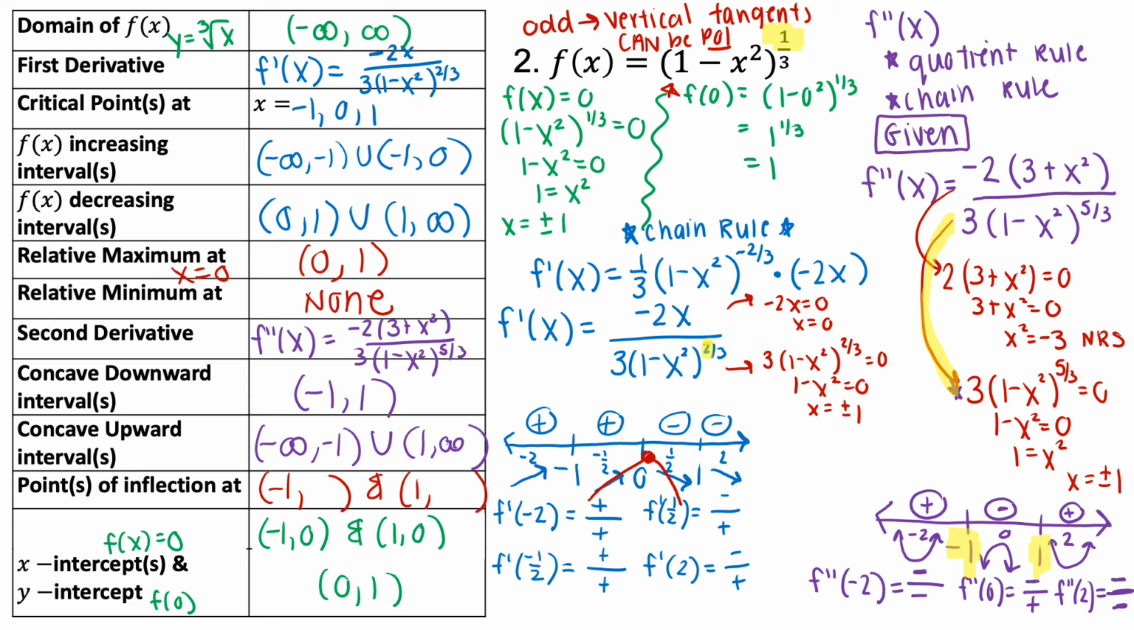Remember, we find those points by plugging them into our original function. Because we already know we have x-intercepts at -1, 0, and 1, 0, we know that when we plug in -1 and 1, we get out 0. So because of the odd numerator of our exponent in our original function, these are vertical tangents, and they can be points of inflection, which is different from the last problem when we had an even numerator, and that turned out to be a cusp.